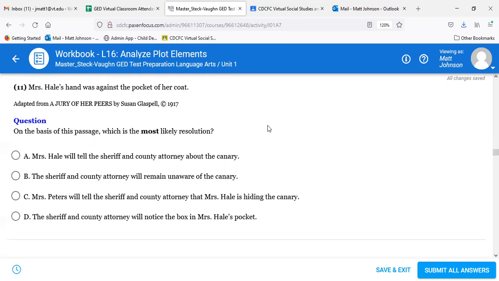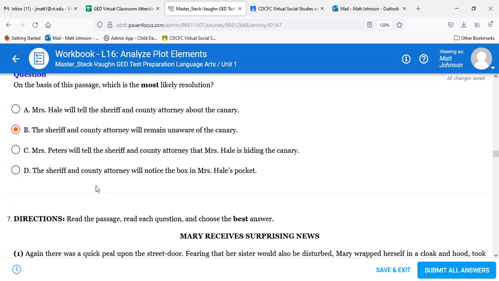Is it B or D? Yeah, it's B, right? B. So it really could be D if you think about it. They could notice the box, but there's more of an idea here, that they're not going to find out about it, that it's being well concealed here. So B as in boy for number 6.